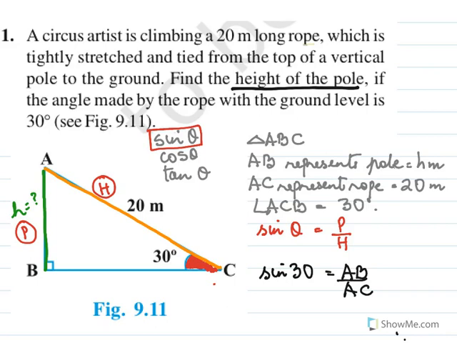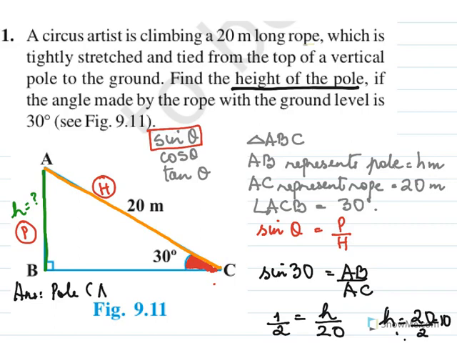Sin 30 we know is 1 by 2. So 1 by 2 equals H, which we have to find out, over AC, which is 20. Cross multiply, we get H equals 20 over 2, which is equal to 10 meters. So the answer: the pole, represented by AB, equals 10 meters. You chose sin 30 because what was given to you was the hypotenuse, and we had to find the perpendicular. So you need to use sin theta.